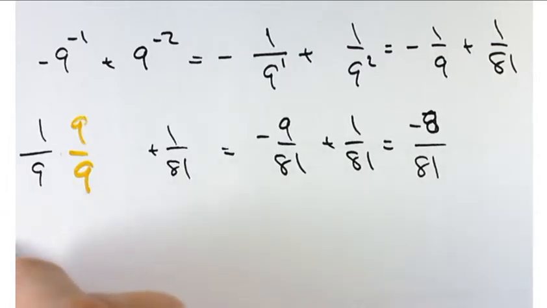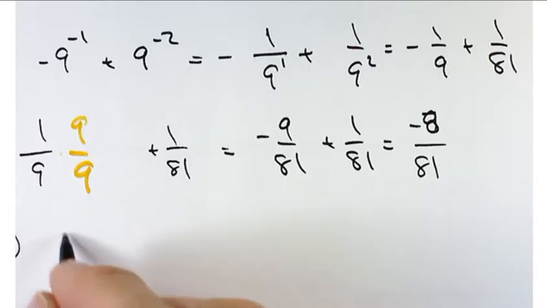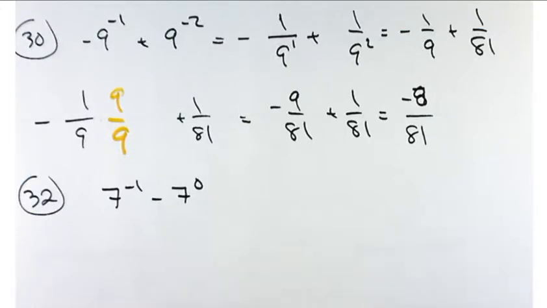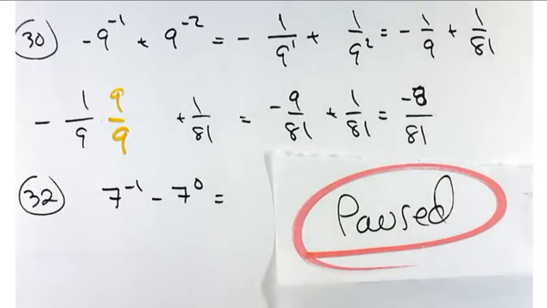Problem 32. 7 to the negative first power minus 7 to the 0 power. So see if you can't simplify that one. I'm going to walk around and help out a little bit, check on how you're doing. It's going to be much the same way as the last one. Rewrite it, get common denominators, and then keep going from there.